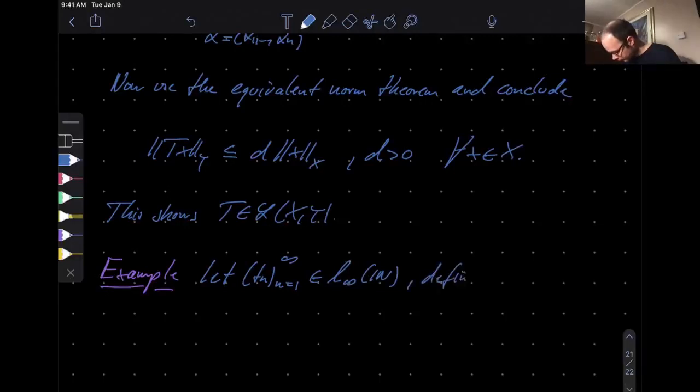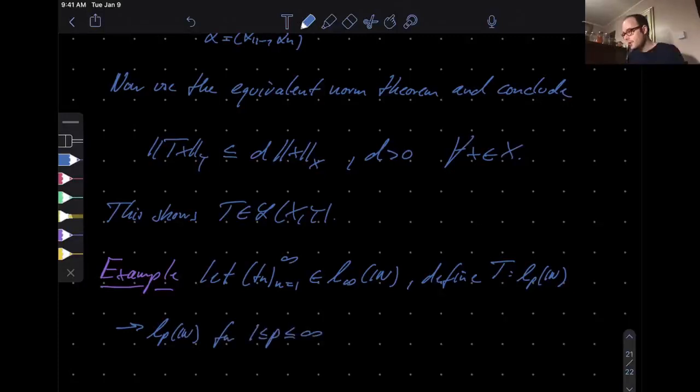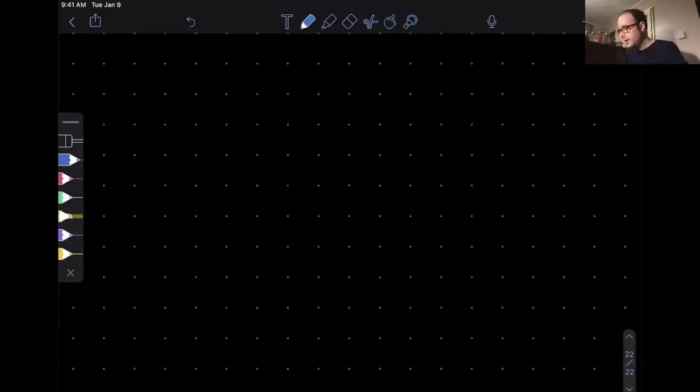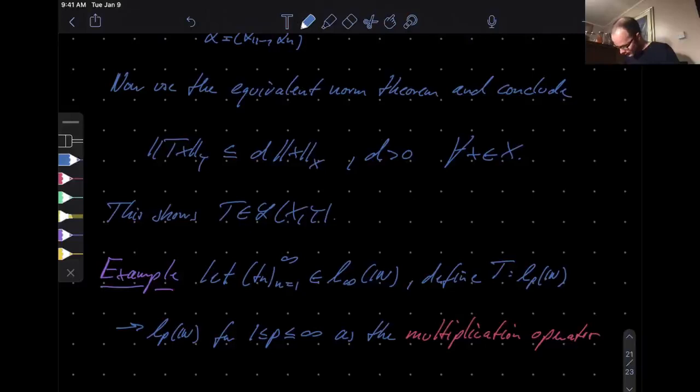Define a map from L^p to L^p, for p ranging from 1 to infinity, as, well, we can give it a name, the multiplication operator. This guy we will encounter later on in the class again. So what it does is the following. It takes t, let's quickly go back here. This is page 21, I think, yep.